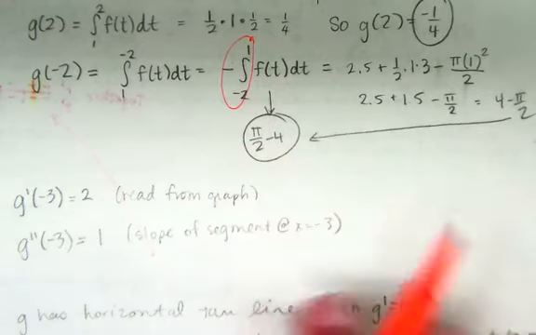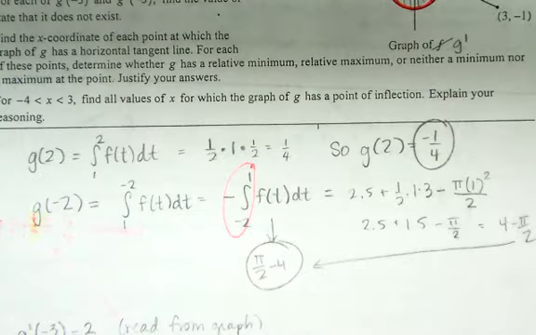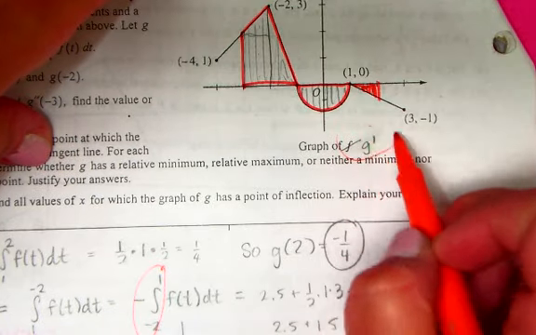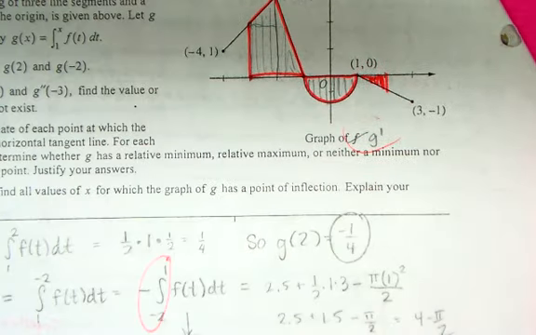Okay? Part B, g prime of negative 3 is 2, just reading that from the graph. And then g double prime is 1, because that's the slope of the graph, the slope of that segment here at negative 3, right? So remember, this is also g prime, so hopefully you labeled that earlier and you didn't have to state that again.